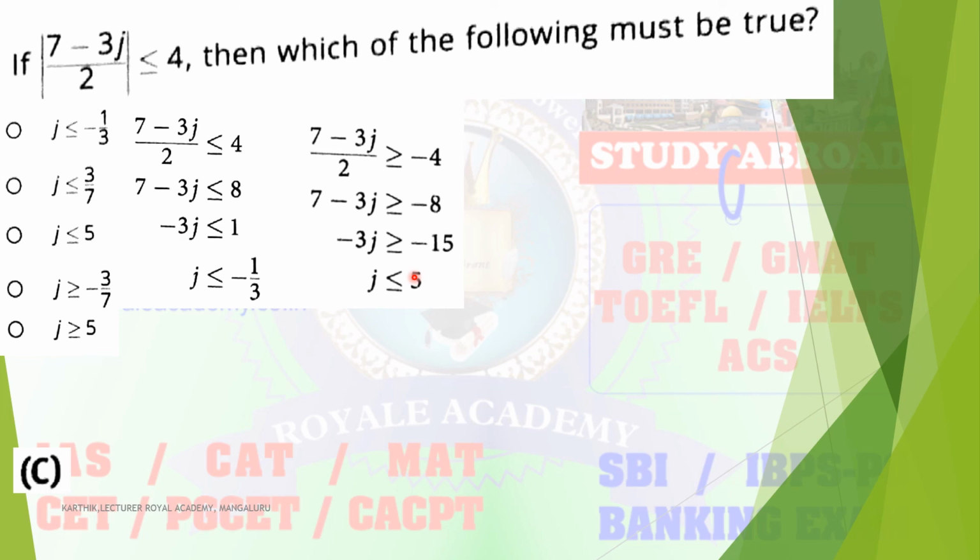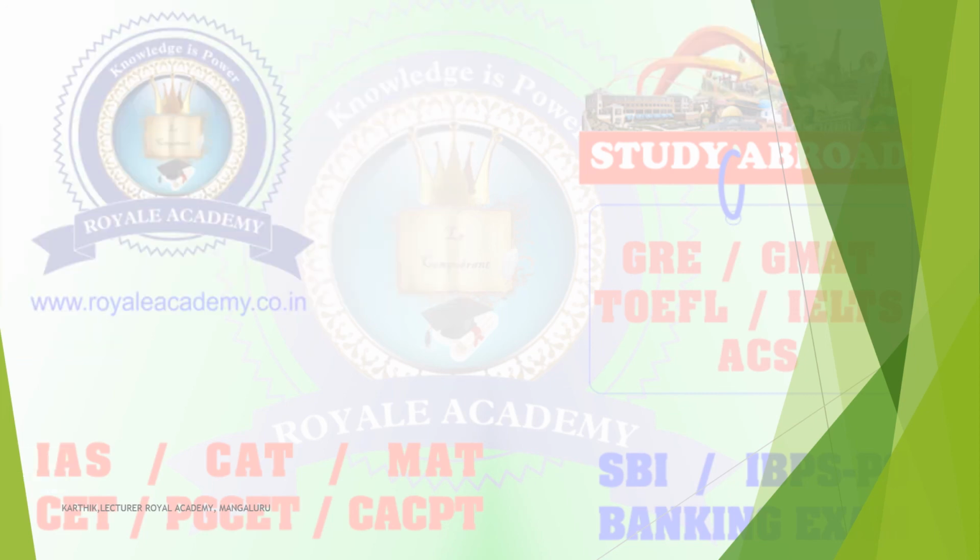So from this expression you will get j is less than or equal to 5. Why? Because here minus minus plus, so it changes the sign to less than or equal to. Then 15 divided by 3 is 5. So j is less than or equal to 5. Two are correct, either A or C.